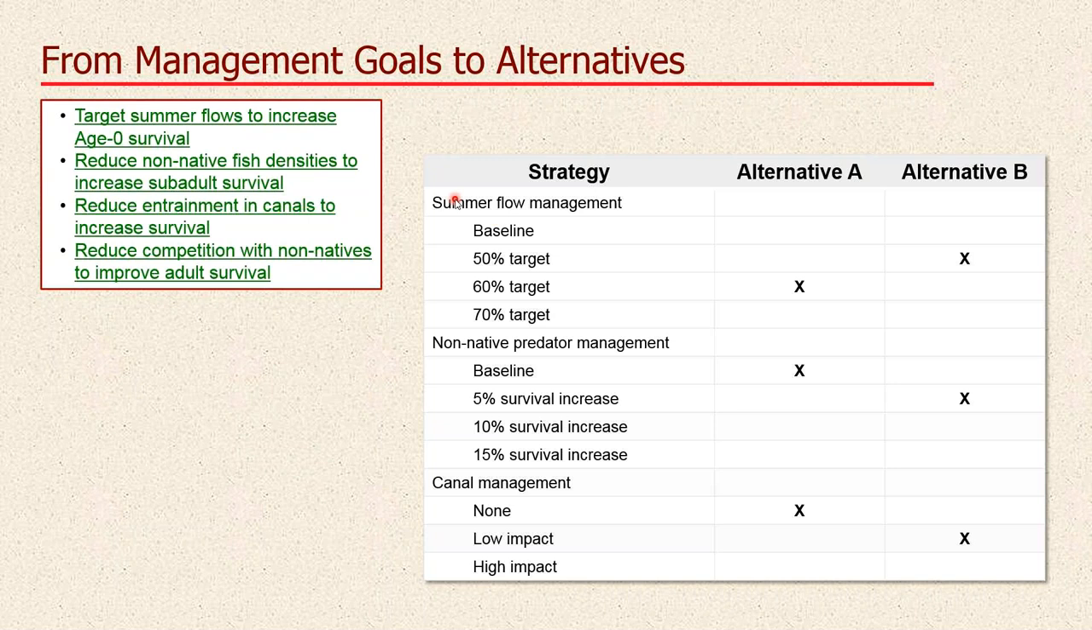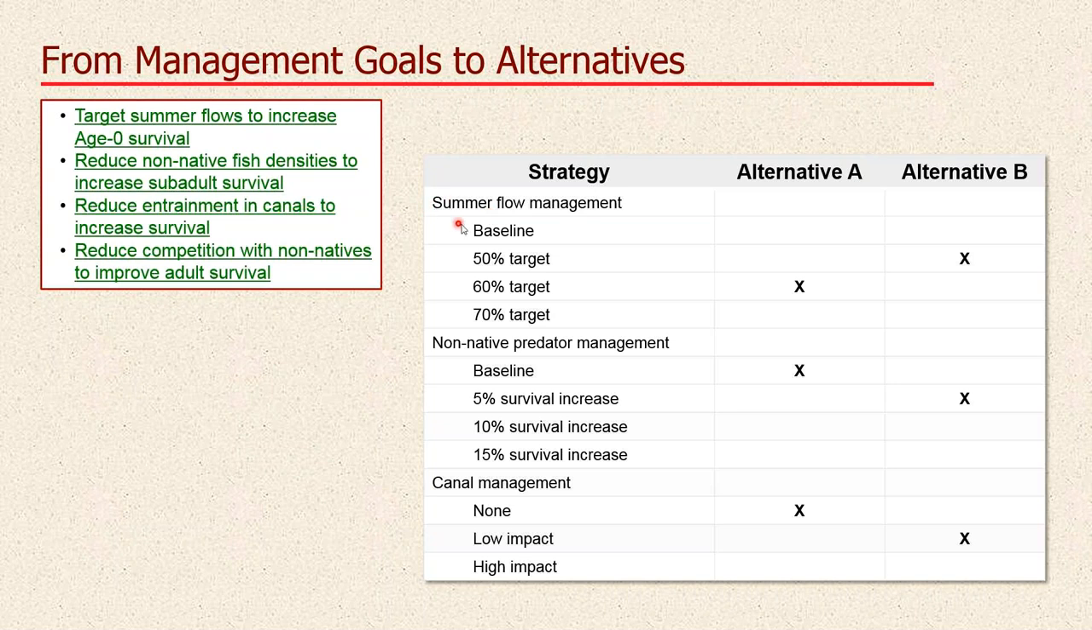So clearly, a management strategy that could be employed is to improve the frequency that the summer flows in the Green River achieve those intermediate targets that we talked about last week, and which I'll get to in a minute too, to refresh your memory.